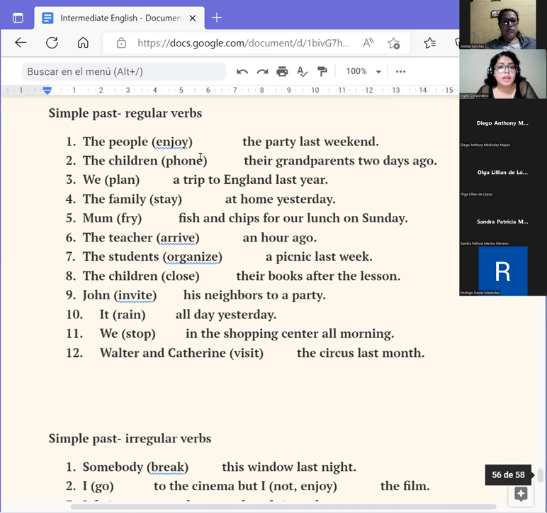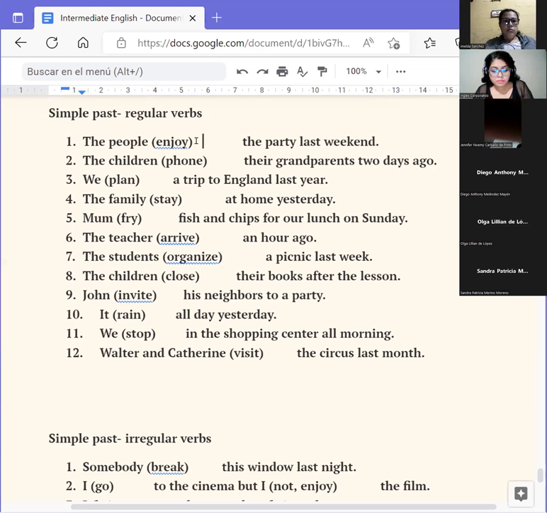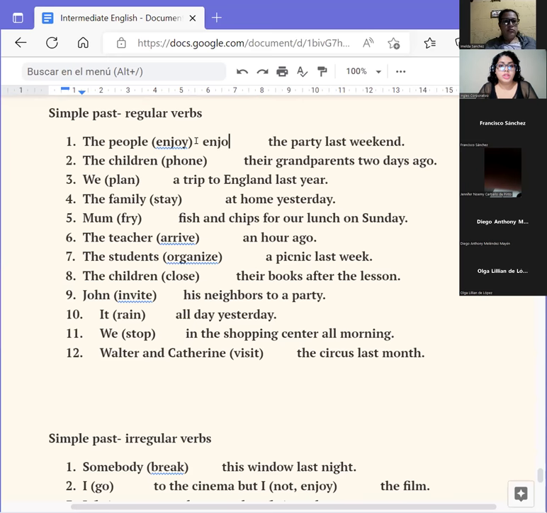So, let's see. We have number 1: the people enjoy the party last weekend. How can we write enjoy in past? Remember that these ones are regular verbs. Enjoyed in past. Enjoyed. Good, nice. We have the first one. So in this case, we have: the people enjoyed the party last weekend.